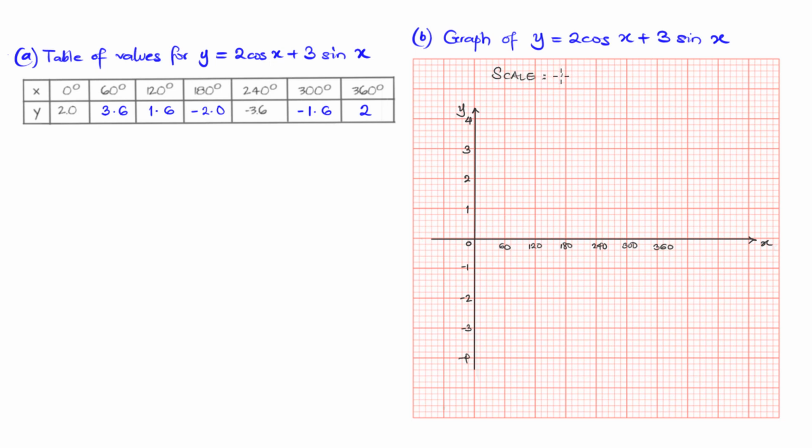This is what our graph layout is going to look like. And the scale is that 2 centimeters represents 1 unit on the y-axis, while 2 centimeters represent 60 degrees on the x-axis. So with this, we can go ahead to use the values that we have in our table to plot our graph. Like in the first case, when x is 0, y is 2. So x is 0 degrees, y is 2. That's being shown in blue, that's y 2. When x is 60 degrees, y is 3.6.